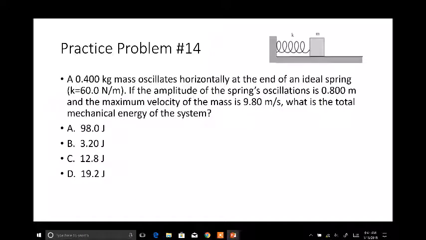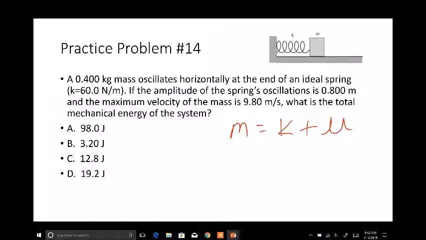All right, so on to practice problem 14. Here we have a 0.4 kilogram mass oscillating horizontally at the end of an ideal spring, again, which means no friction. We know the K for the spring, 60 newtons per meter. If the amplitude of the spring's oscillations is 0.8 meters and the maximum velocity of the mass is 9.8 meters per second, what is the total mechanical energy of the system? Remember, mechanical energy is equal to the kinetic energy plus the potential energy.